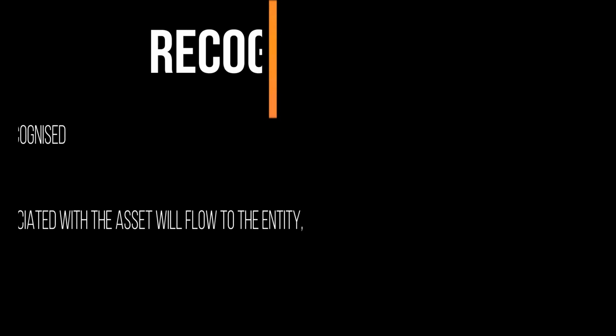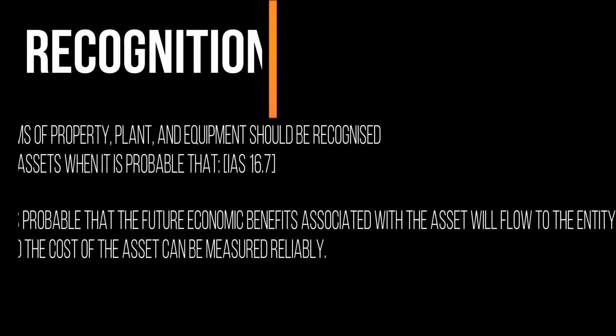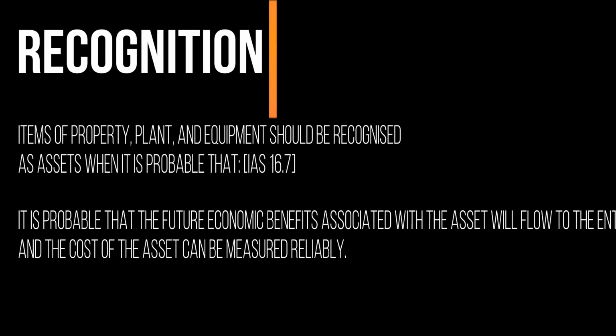Talking about the recognition, items of property, plant and equipment should be recognized as assets when, IAS 16.7, it is probable that the future economic benefits associated with the asset will flow to the entity and the cost of the asset can be measured reliably. This recognition principle is applied to all property, plant and equipment costs at the time they are incurred.